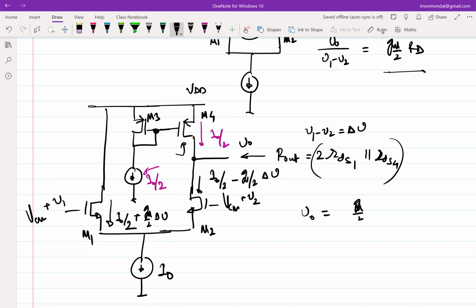GM by 2 delta V times R out. And in this case, your V0 over delta V, which is essentially the gain, is GM by 2 times R out.